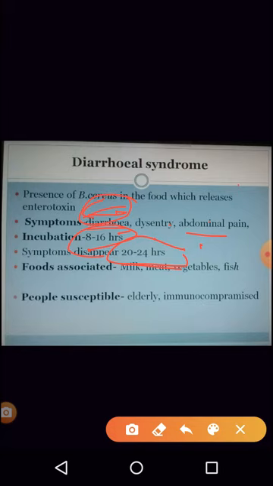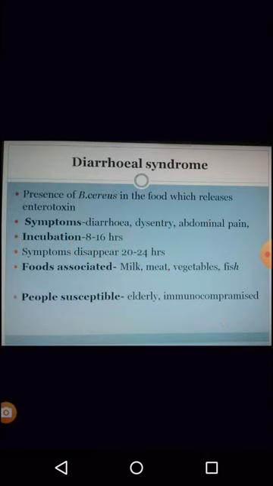So if you see, in both types, the symptoms last in a human being for a maximum of 2 to 3 days. The disease is self-limiting. The person gets cured by itself. Who are the people who are generally susceptible to this? Elderly people, immunocompromised people, children, all these are susceptible to the disease.